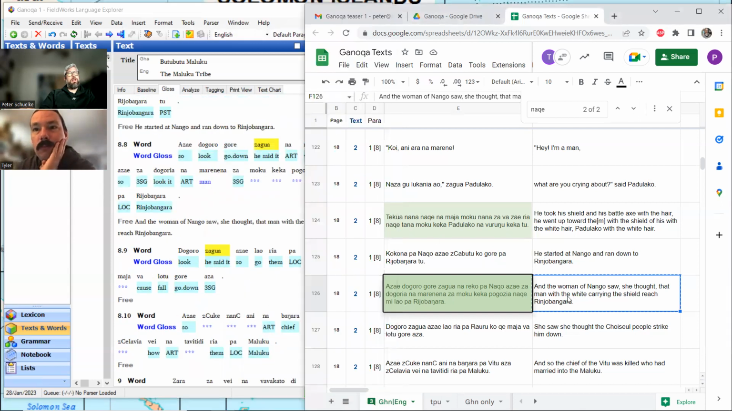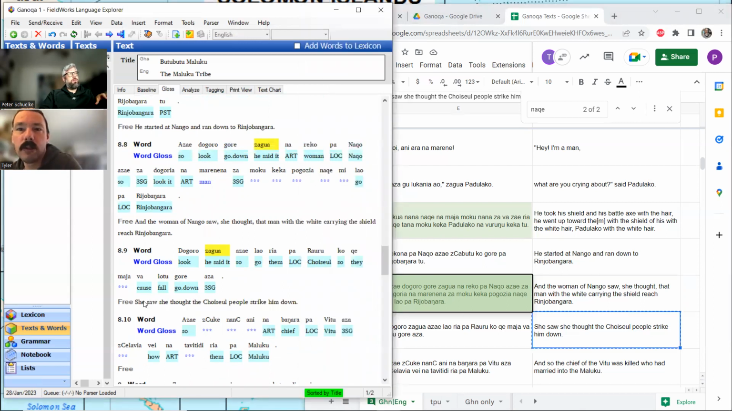Oh, I'm in the wrong spot, is why this is happening this way. Okay. Next: she thought, the Choizel people strike him down. Look, she thought, so go those of Choizel. So they manja. Was that what it was just now? Manja, that I thought was 'and'? Probably not 'and'.